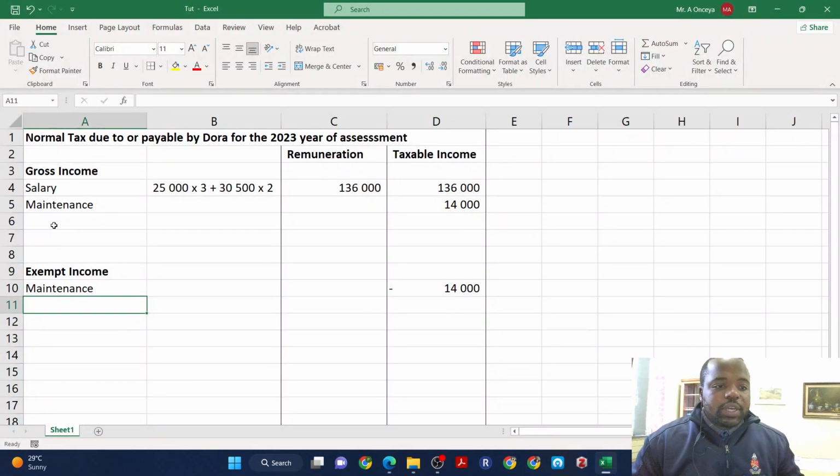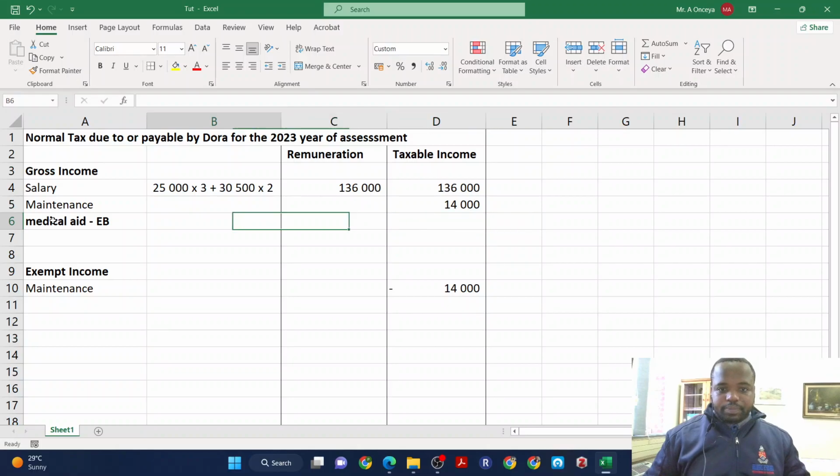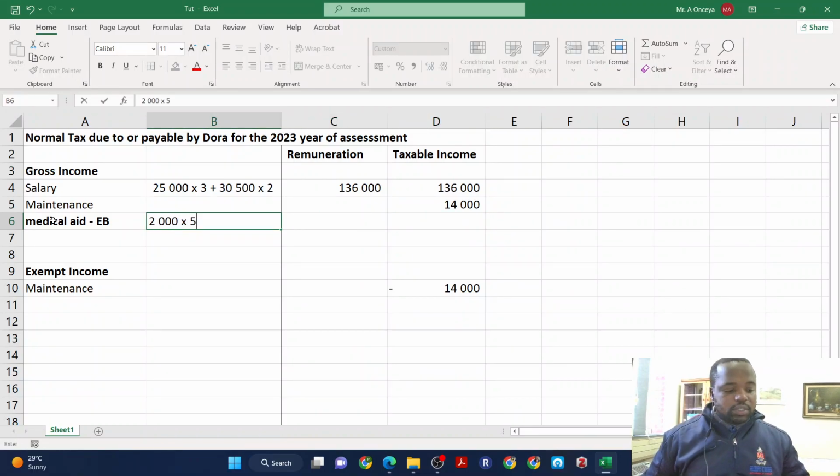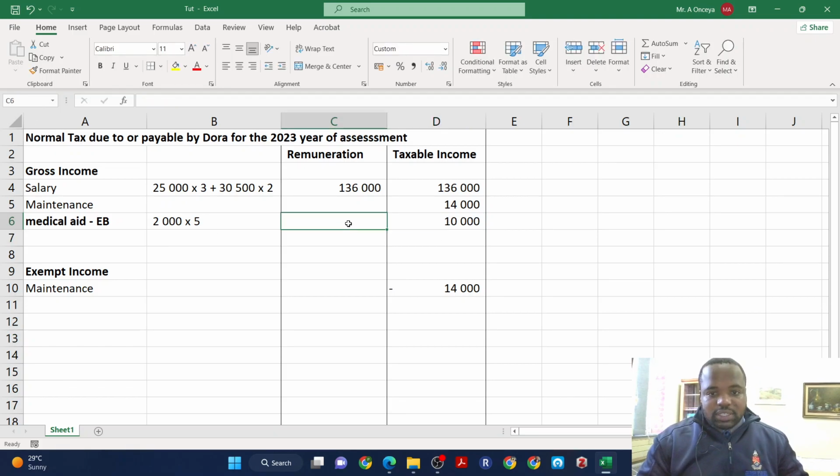And then when we're doing the medical aid employee benefit, that's 2,000 multiplied by 5 months because she worked for 5 months, and that will be 10,000 rands, right? But then this is remuneration, so you add that.